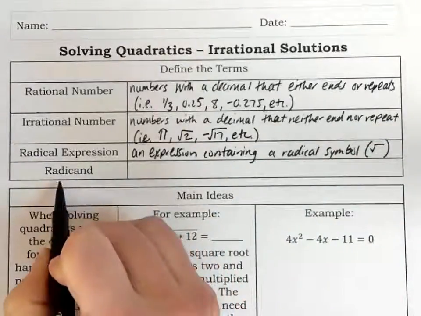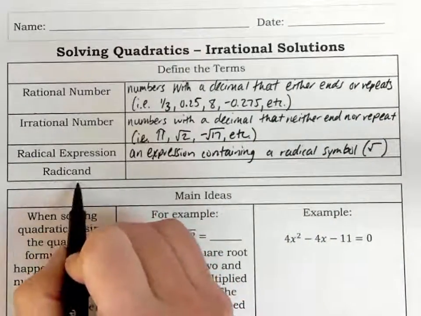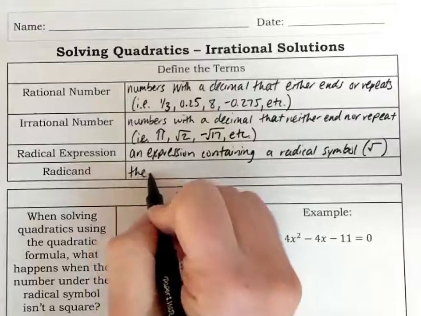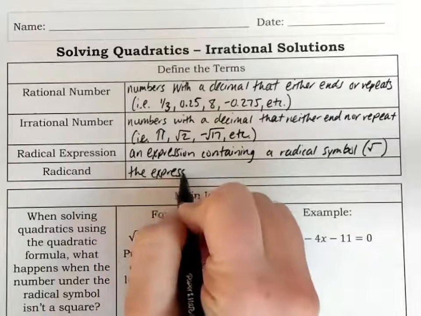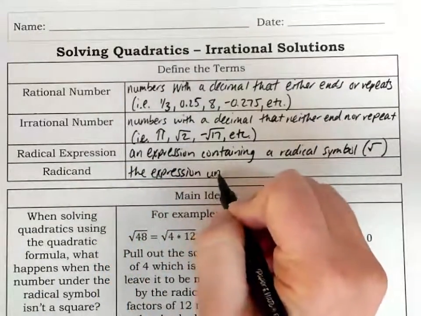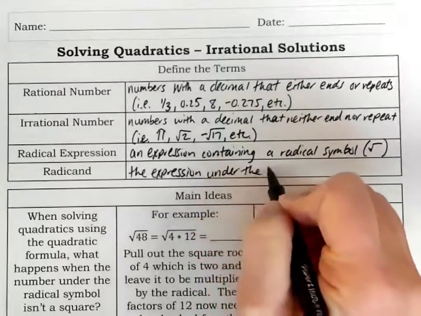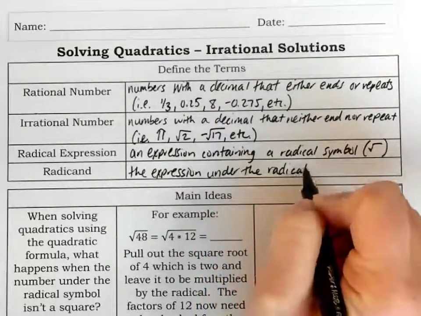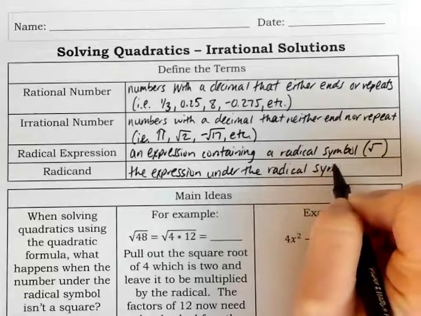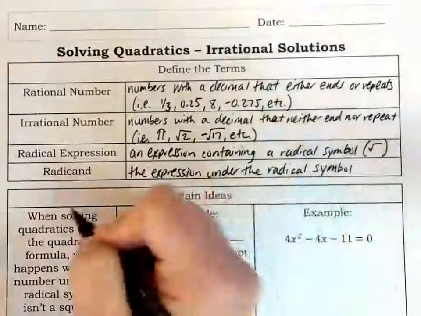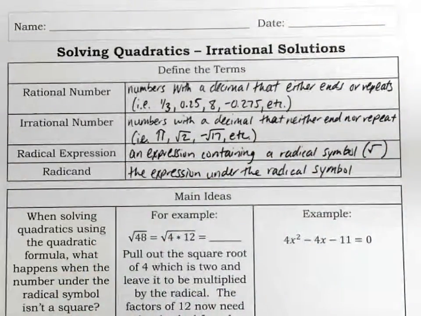Now, the radicand is the other term that you need to know, and that is the expression under the radical symbol. So anything that's under that symbol is known as the radicand.